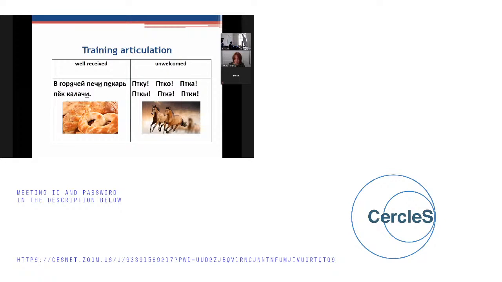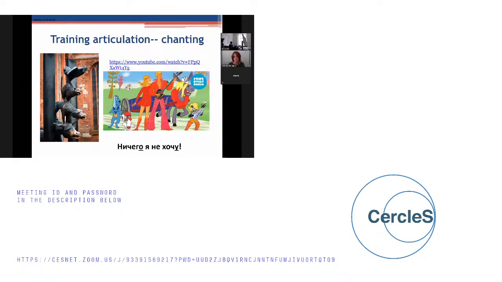Another thing to train articulation is chanting, of course. Perhaps not singing, but chanting. So you play videos with songs which help the students to chant. For example, a cartoon about the Bremen musicians. There is the phrase, "Ничего я не хочу," and it's very good to train the articulation of the sound ch, and also for students to remember that this is the n, this is e, ch. These are difficult letters for foreigners.